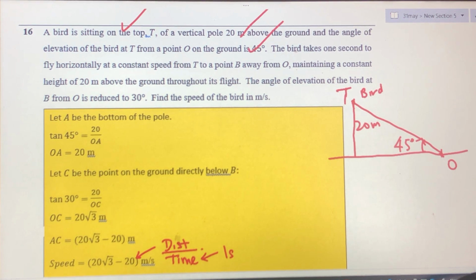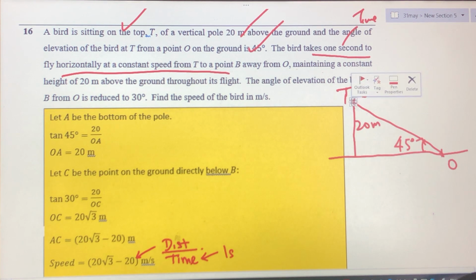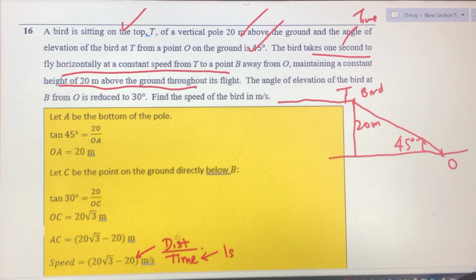Okay? Now the bird takes 1 second. This is important because this is time. To fly horizontally at a constant speed from T, which is here, to a point B that's away from O. You see, the story is so ultra long, right? So if you don't have a diagram to guide you, you definitely can't do it. So it is flying away from O. That means it's not going towards O. It's flying away from O, maintaining a constant height of 20. That means it's flying horizontally.